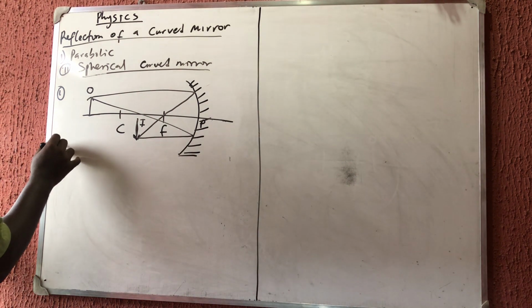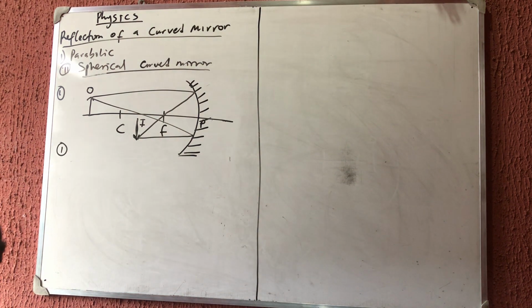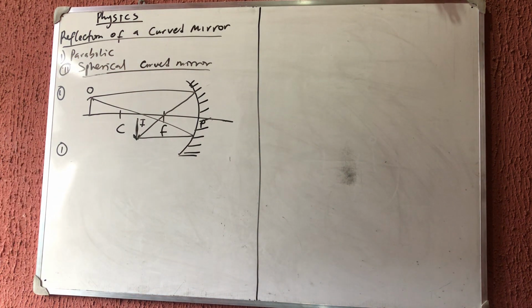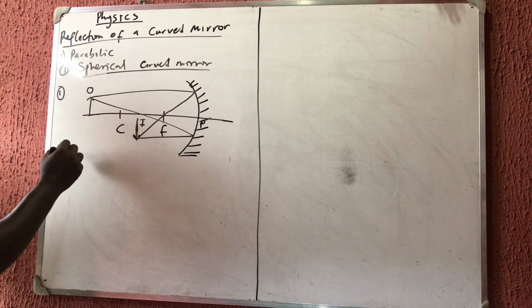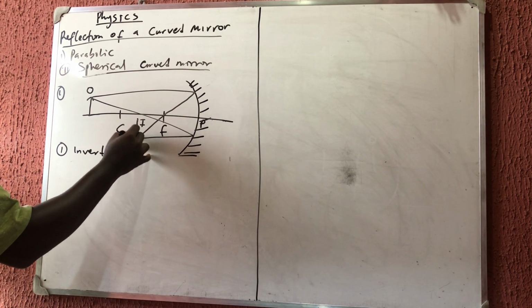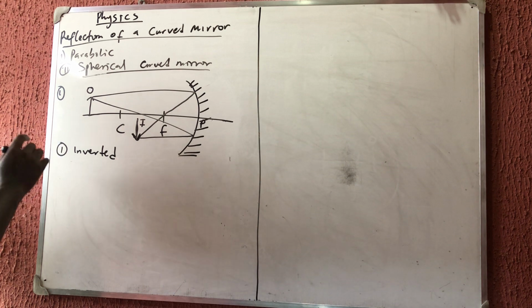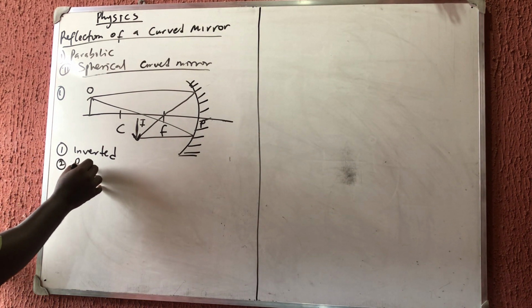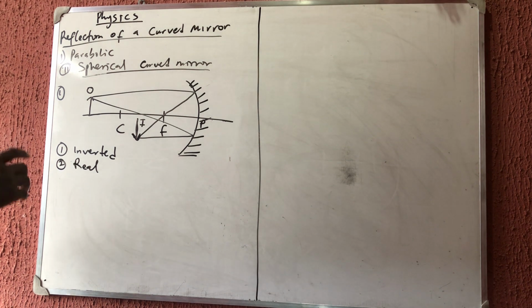So the first thing you should tell them, if they ask for the characteristics of an image of an object placed beyond the curvature in a concave mirror, is that it is inverted. That is why I show the arrow like this. Now the next one you talk about is that it is real. Yes, they form real images. The two most important are that they are real and inverted. Then the remaining ones you write depend on where it is placed.